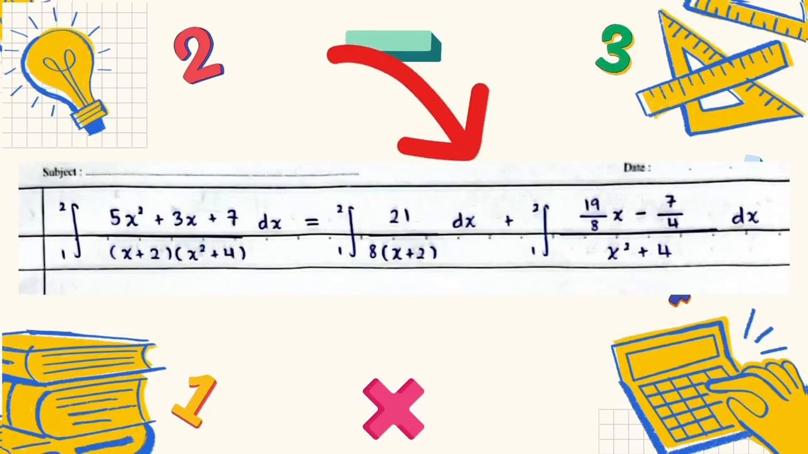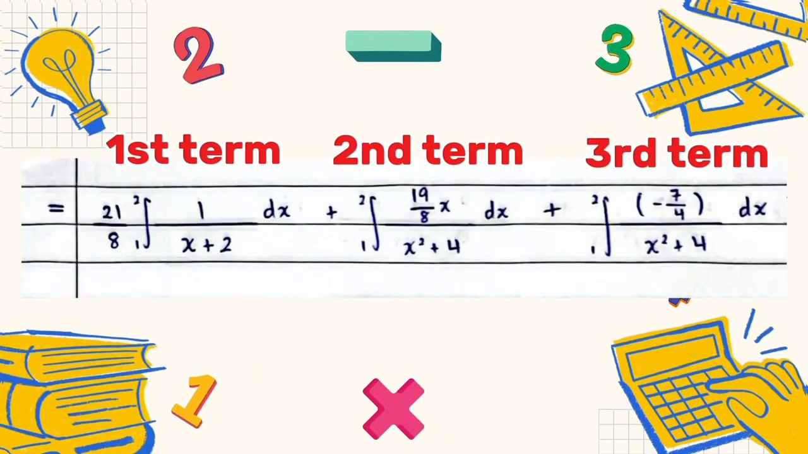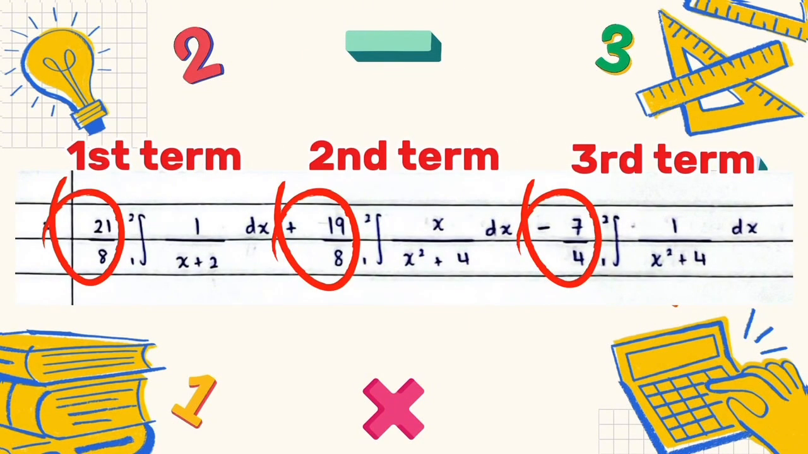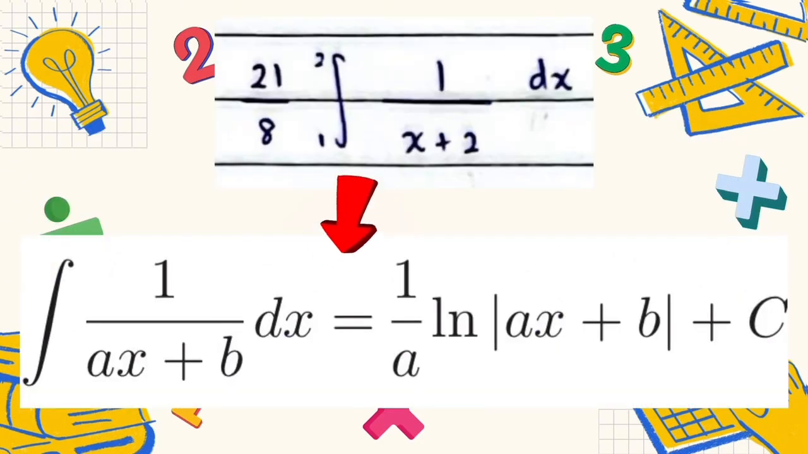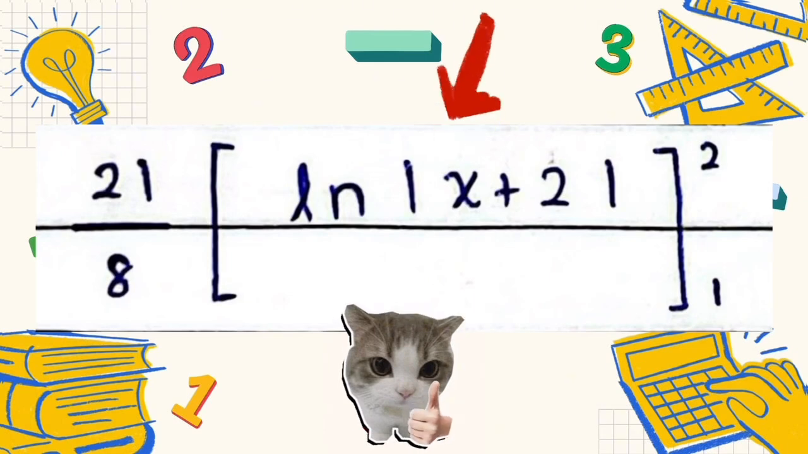After applying partial fraction decomposition, we have transformed the original complex integral into 3 simpler terms and pulled out their constants. This allows us to solve the problem step by step using standard integration rules. For the first term, we pull out the constant of 21 over 8, which leaves us with the integral of 1 over x plus 2. By using the natural log rule, the integral of 1 over ax plus b dx equals ln of ax plus b, we can directly integrate this to 21 over 8 ln x plus 2.